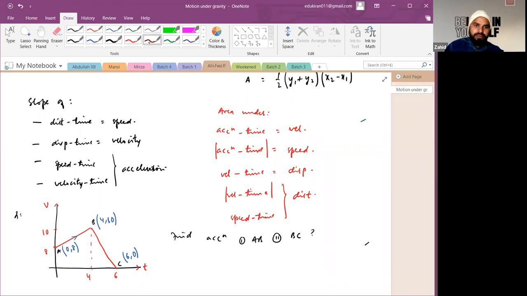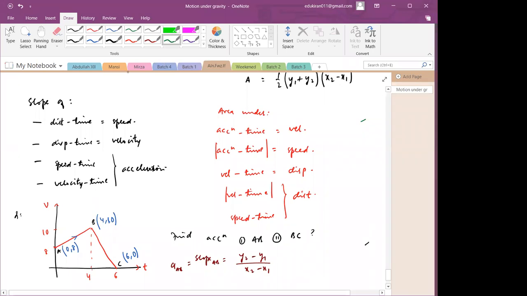Using the above formula, the slope for AB will be y2 minus y1 divided by x2 minus x1. This will define the acceleration for path AB. Alan, is it clear? Exactly. Just put the values.